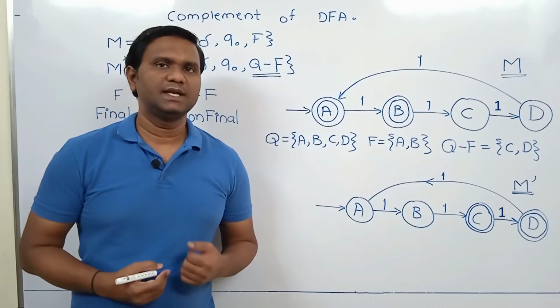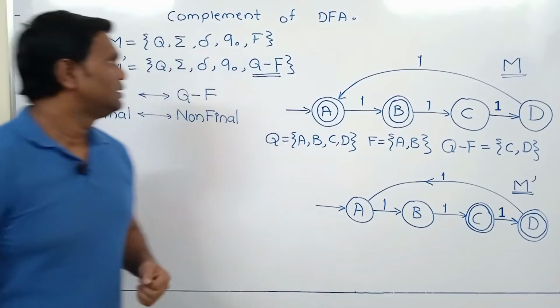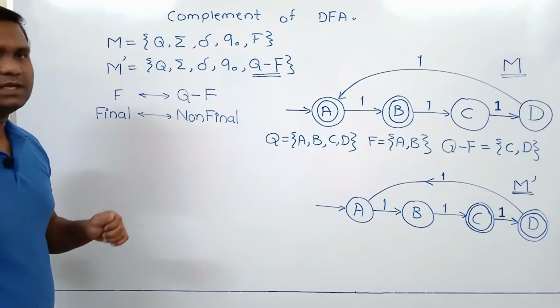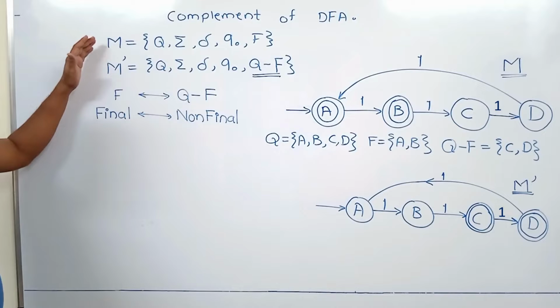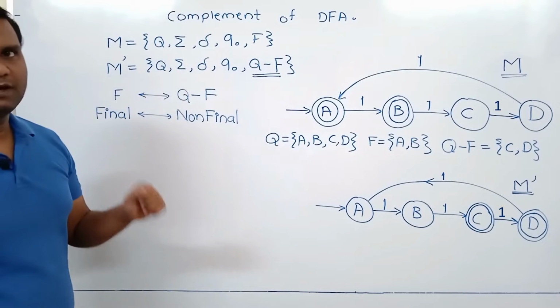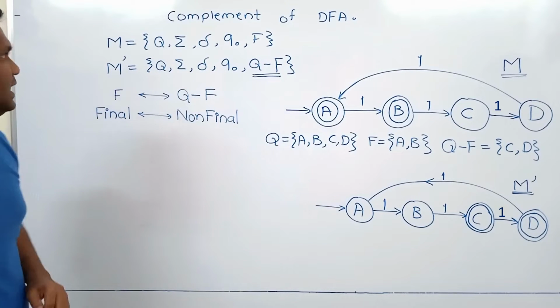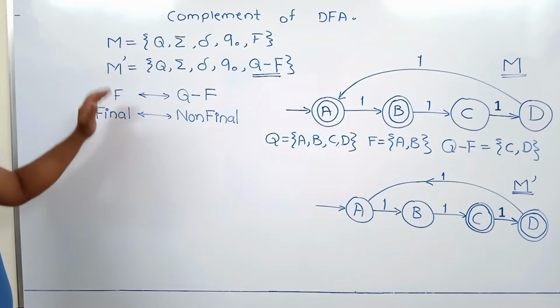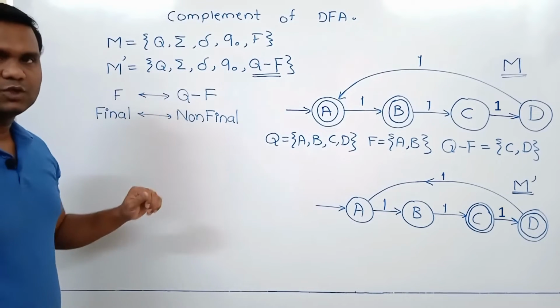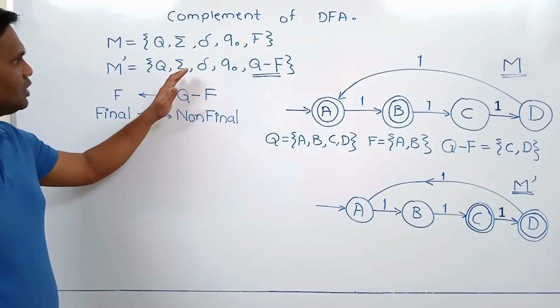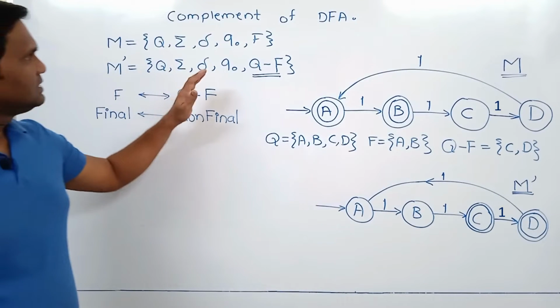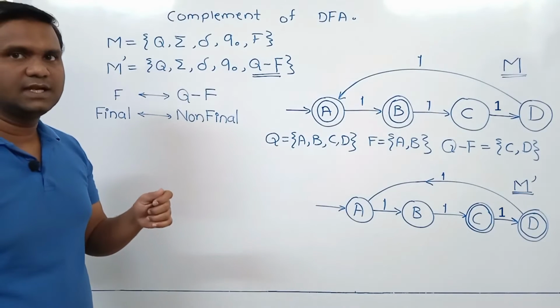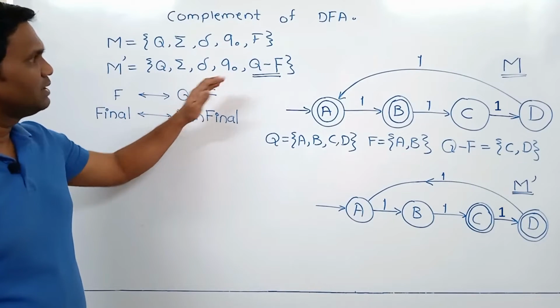In this lecture we will study complement of the DFA. Now DFA is a 5-tuple. If you are given a DFA M = (Q, sigma, delta, Q0, F), then the complement of the DFA is denoted M complement. For M complement, the set of states Q will remain the same, the input alphabet will remain the same, the transition function delta and the initial state Q0 will also remain the same.